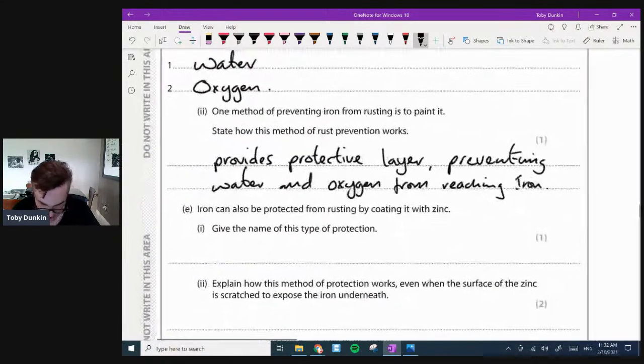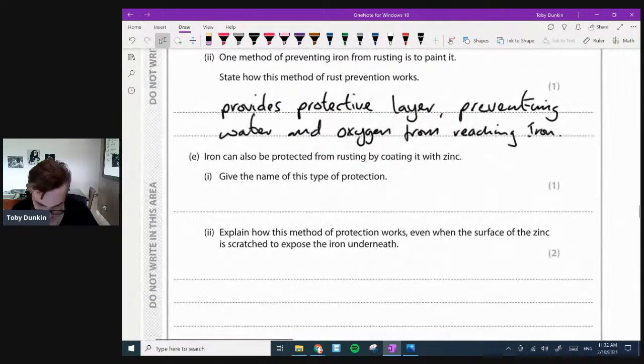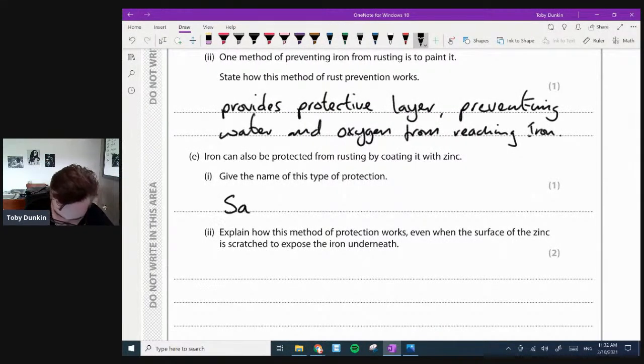Iron can also be protected by using zinc. Give the name of this type of protection. It's called sacrificial metals. Sacrificial metal.